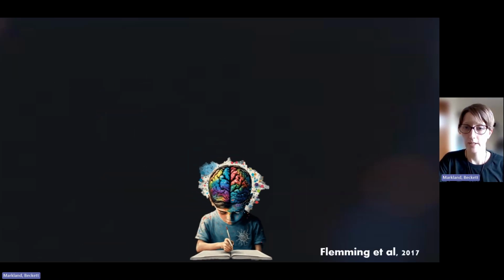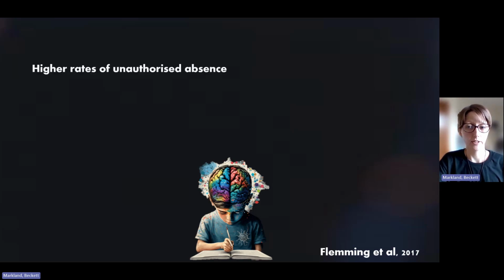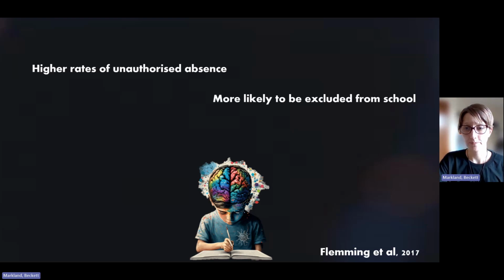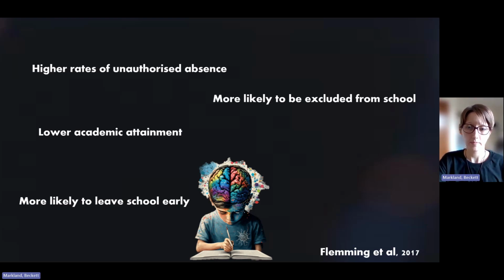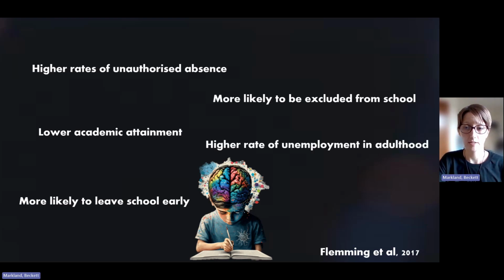For example, in a study by Fleming, they found that when compared to their peers, children with ADHD had higher rates of unauthorised absence. They were more likely to be excluded from school, more likely to achieve lower academic attainment scores, more likely to leave school early, as well as more likely to have higher rates of unemployment in adulthood.